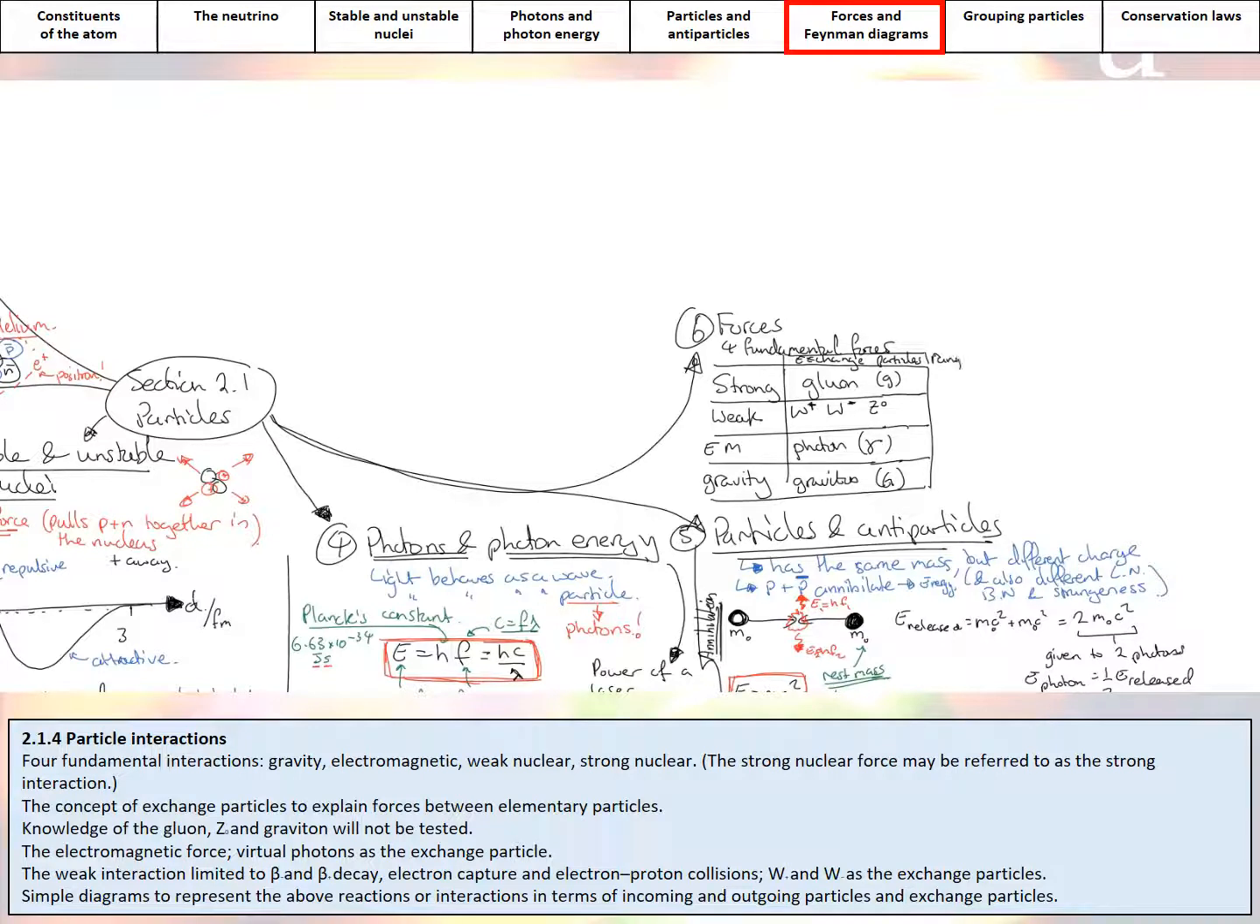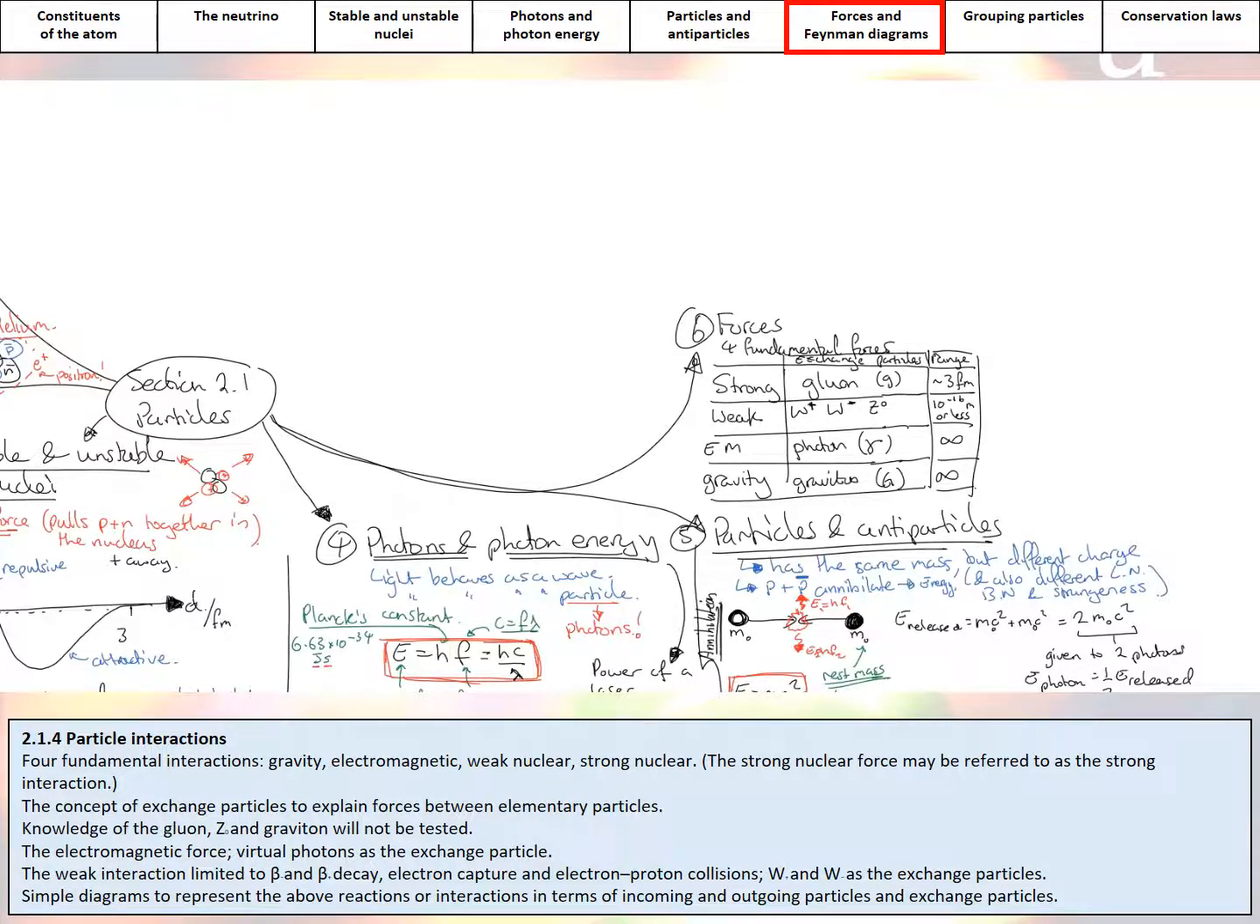Their range, well, we know the range of the strong force, which is about the order of 3 femtometers. Electromagnetism and gravity are infinite. And the weak interaction is somewhere in the region of 10 to the minus 16 meters or less. So very, very short ranged.